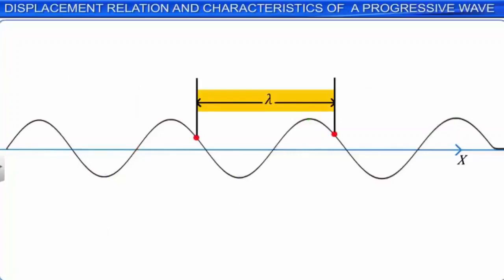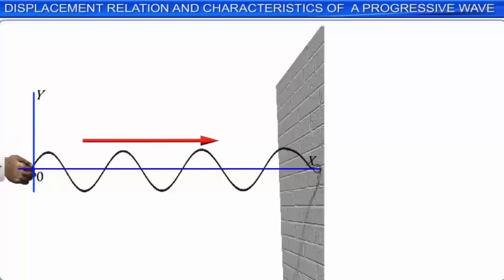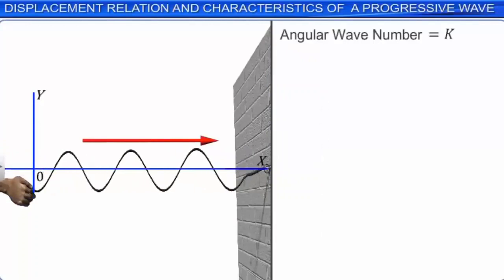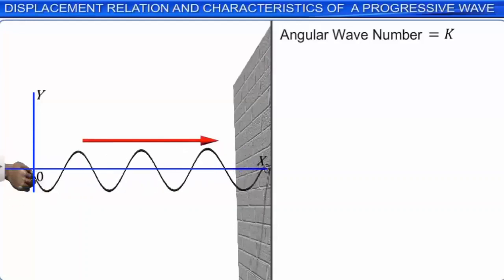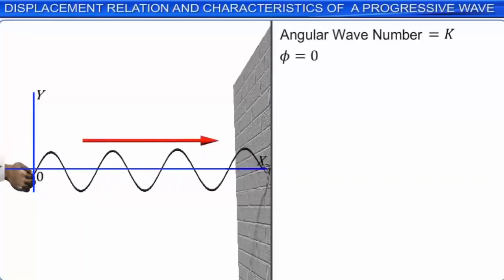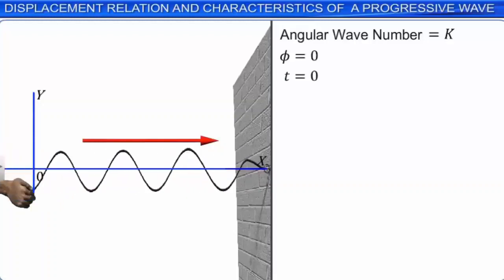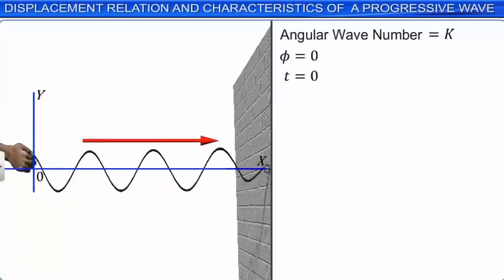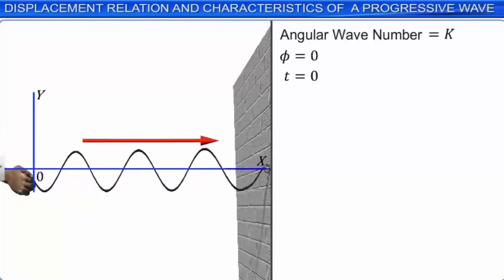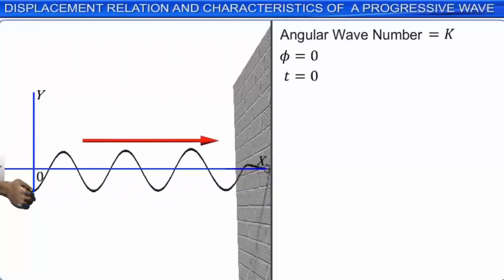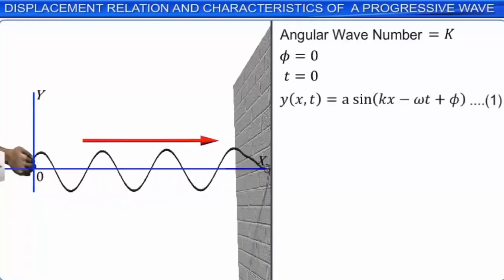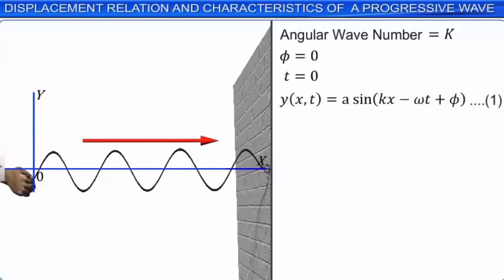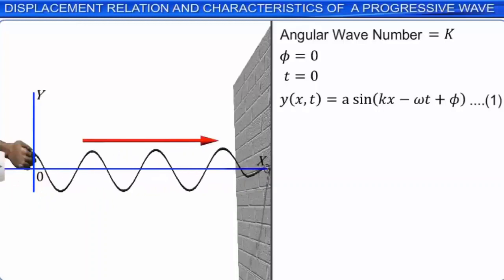Coming to the propagation constant or the angular wave number k of the wave, consider a sinusoidal wave curve with conditions phi equal to 0 and t equal to 0. Substituting these values in the equation of the progressive wave traveling along the positive direction of the x-axis, that is, y of x,t is equal to A into sine kx minus omega t plus phi. Let this be equation 1. It gives y of x,0 is equal to A into sine kx. Let this be equation 2.